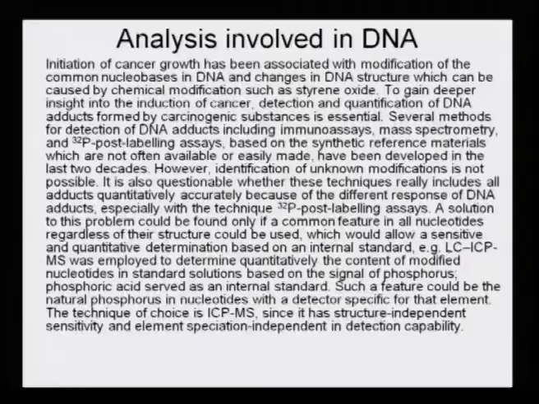So, what is the answer? The answer is, can we use ICP-MS in this case? However, identification of unknown modification is not possible. It is also questionable whether these techniques really include all the adducts quantitatively accurately because of the different responses of DNA adducts, especially with the technique of phosphorus-32 post-labeling assays.